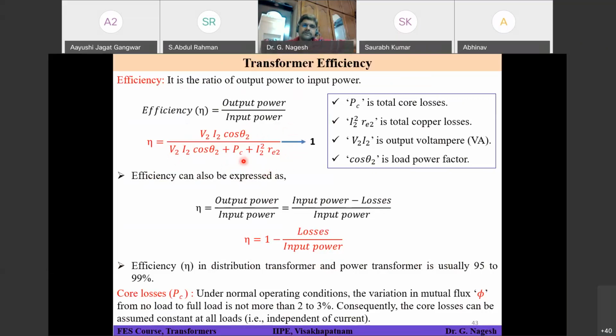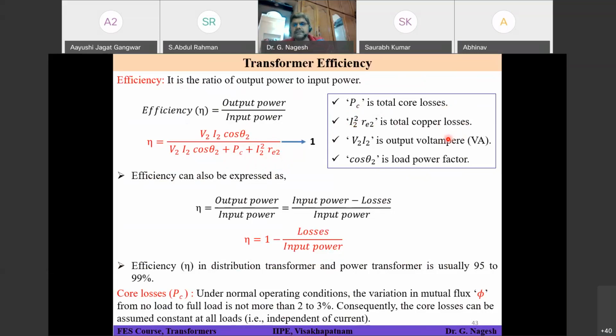There are two types of losses. One is core loss, denoted PC, and this core loss is constant. Whether the load is connected or not, this value remains the same. The second part is copper loss or ohmic loss, which is given as I2 squared R_e2. That terminology is already given here. PC is the total core loss, and I2 squared R_e2 is the total copper loss.